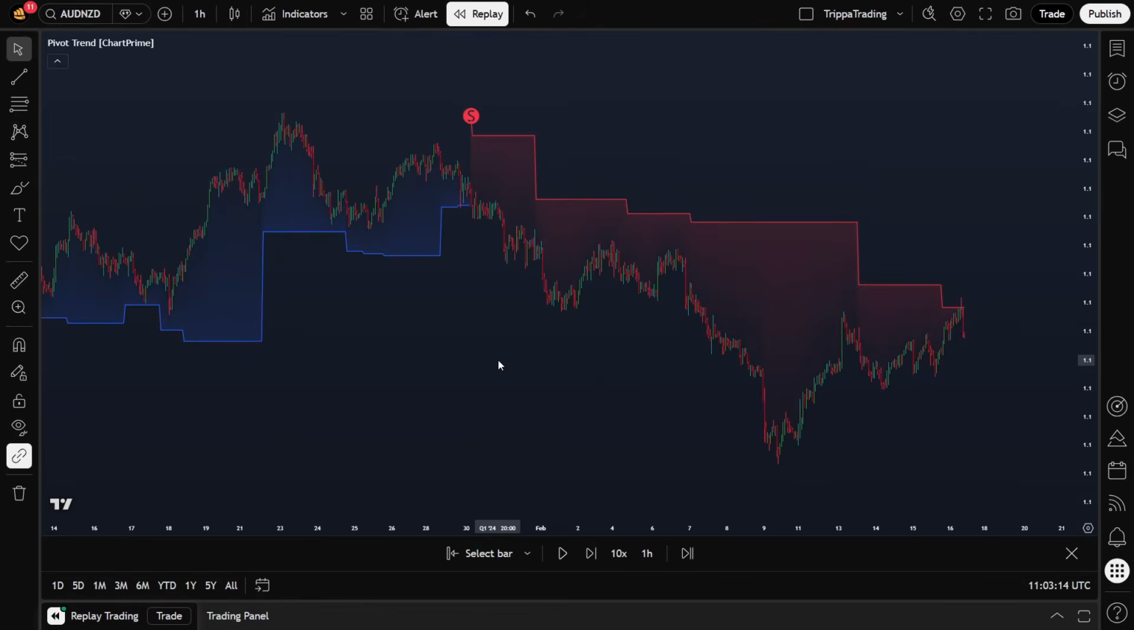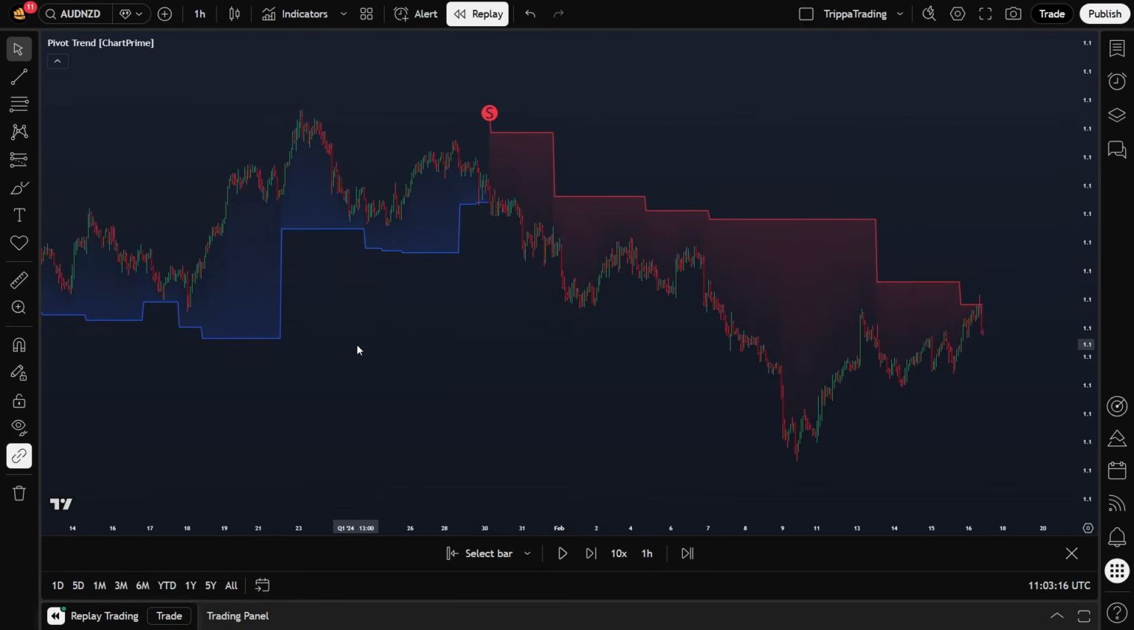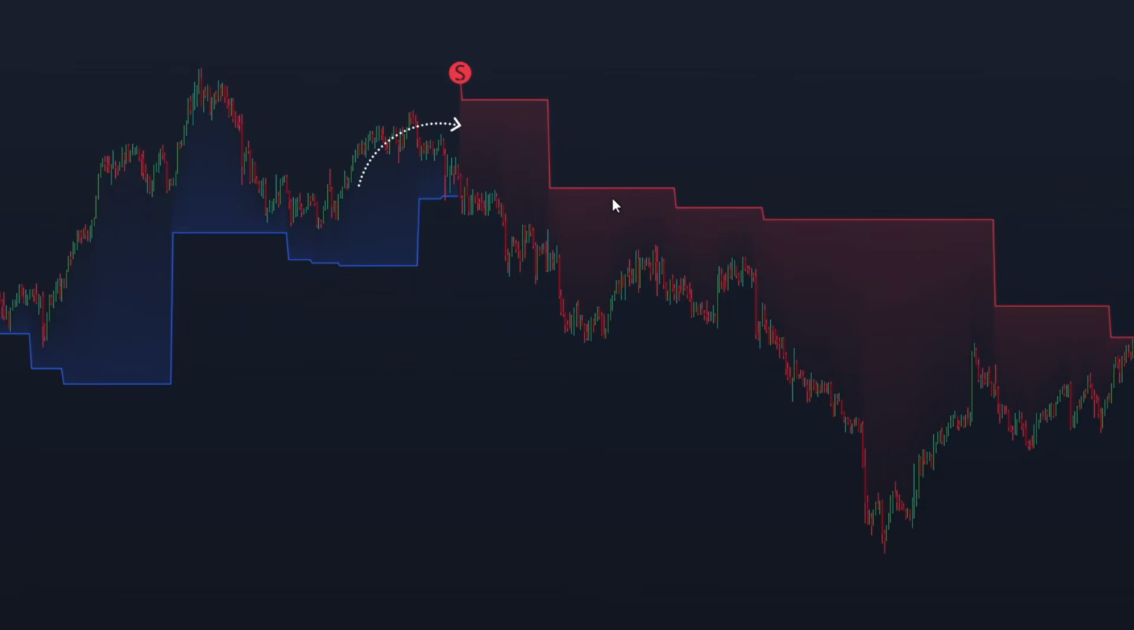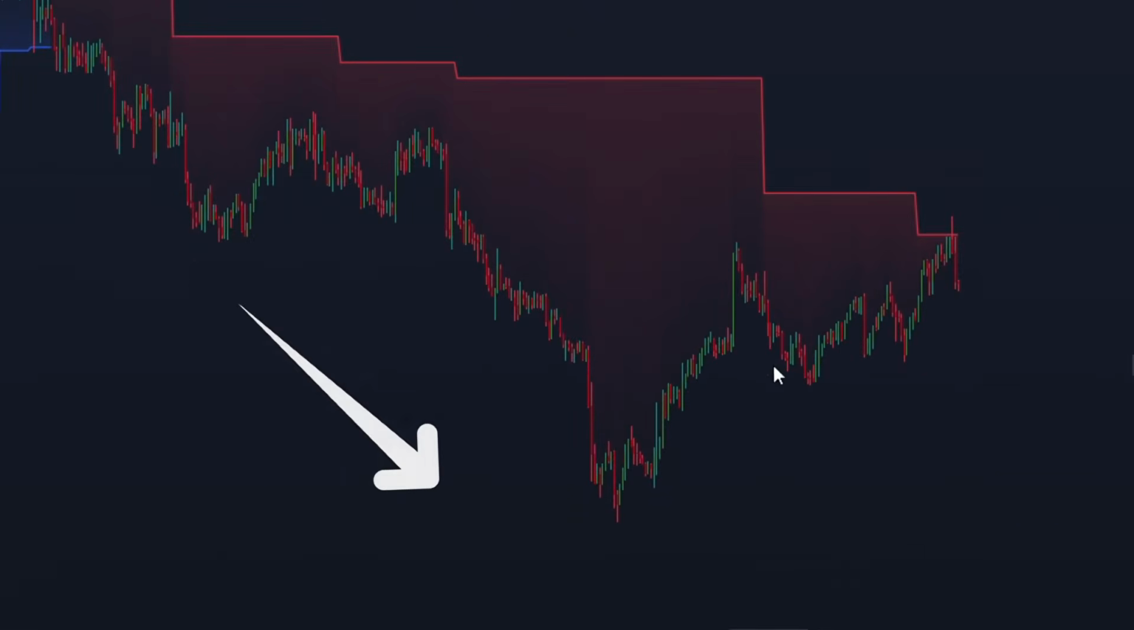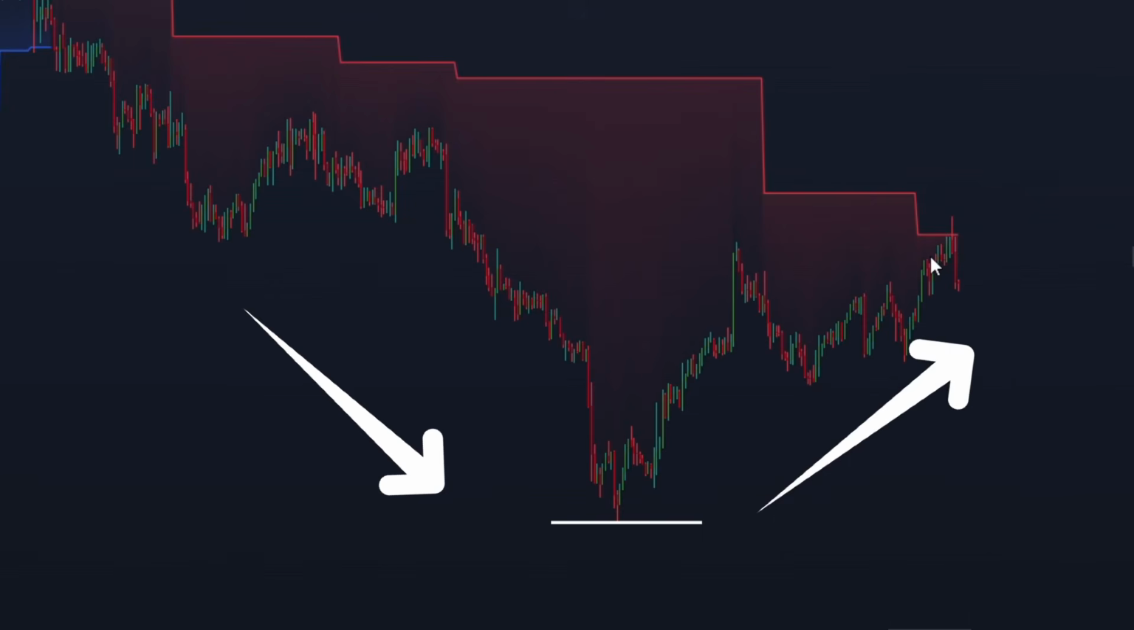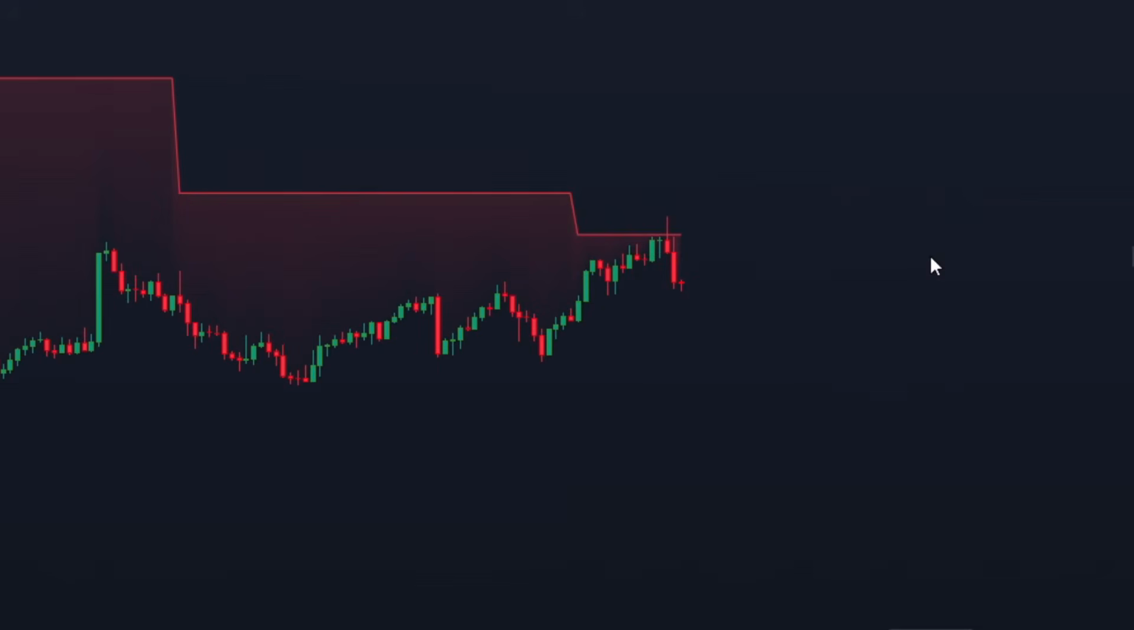Second sell example. Same logic. The trend flips bearish, the line turns red, and a sell marker prints. Price drops, then pulls back slightly. This pullback is shallow but still retests the red line.